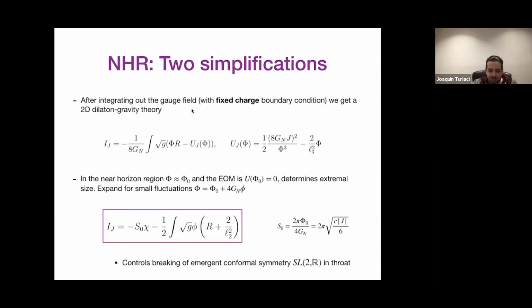The second simplification is that near the horizon, we imagine that we have a huge size of this dilaton, and we will look at small fluctuations around it. So phi will have some background phi naught that is constant, and we will look at small fluctuations, little phi, around it. And this reduces this model of dilaton gravity to JT gravity with a linear dilaton that you can see here. And the AdS2 radius that you derive from this matches with what you get from higher dimensions from the analysis of the metric. And you have this topological term that arises from the constant dilaton, which is proportional to phi naught. But here I wrote it in terms of S naught, which is given by this expression. So this is the thing that reproduces the Bekenstein-Hawking area at extremality when you look at the entropy. This controls the breaking of the emergent conformal symmetry in the throat because this dilaton varies and that breaks the conformal symmetry.